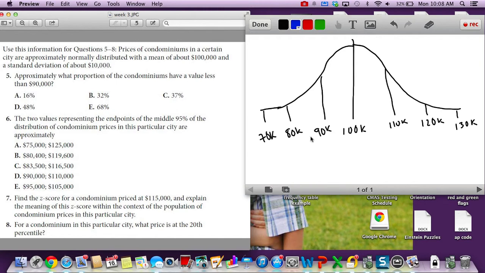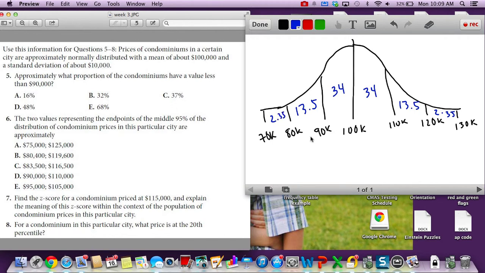So now, if I remember correctly here, I have 34, 34, 13.5, 13.5, and it was 2.35. And these are my percents here.